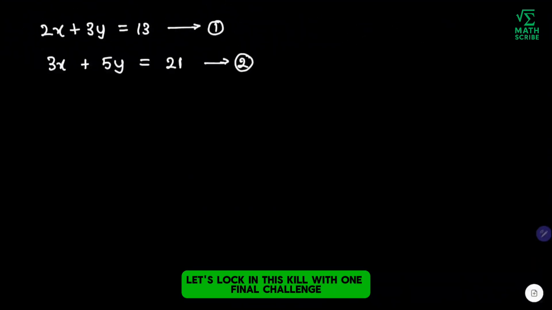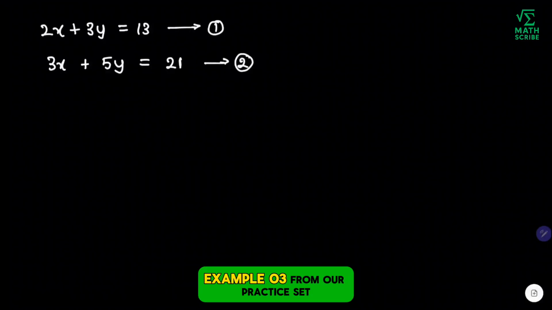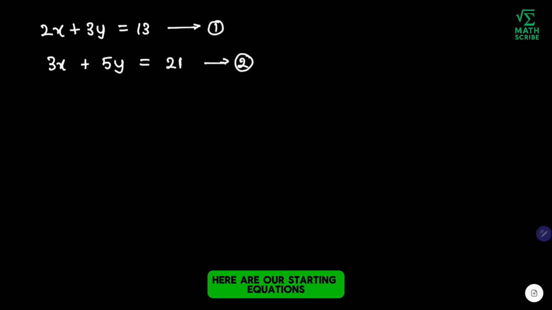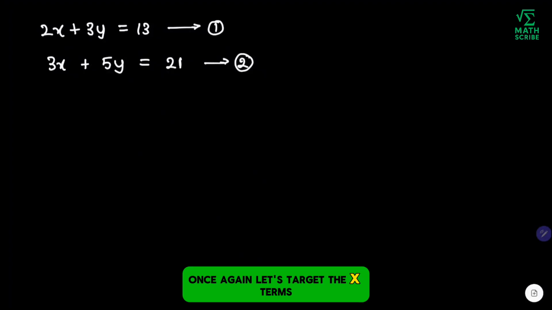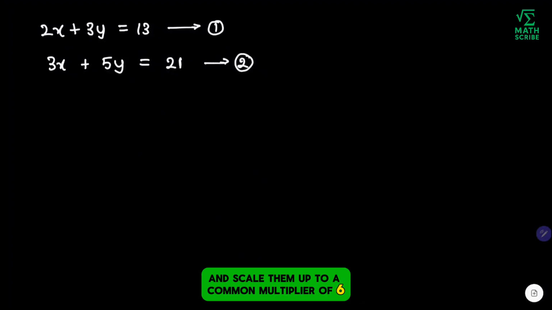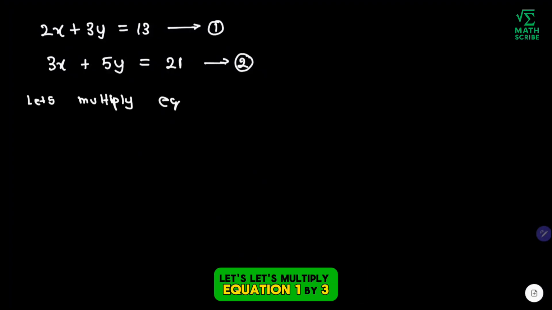Let's lock in this skill with one final challenge. Example 3 from our practice set. Here are our starting equations. 2x plus 3y equals 13. That's equation 1. 3x plus 5y equals 21. That's equation 2. Once again, let's target the x terms and scale them up to a common multiple of 6. Let's multiply equation 1 by 3.